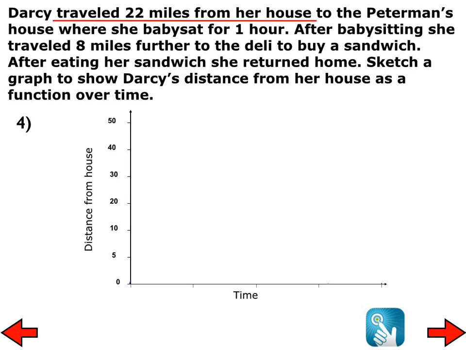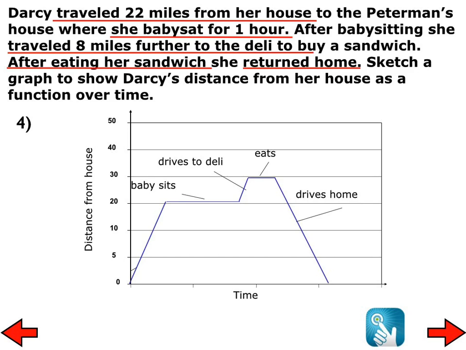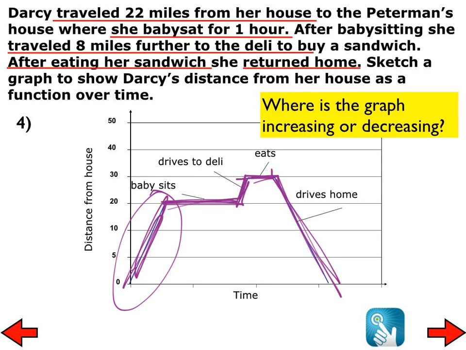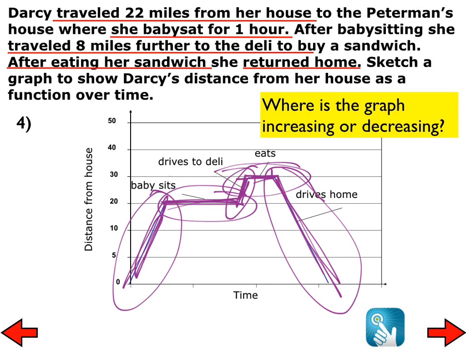Darcy traveled 22 miles from her house. That means the distance from her house to where she's going increases. So it should look like this. The first part, traveling from her house. Then, she babysat for 1 hour, so she's not moving any further away from her house. She drives to the deli. She eats her sandwich. She then drives home, increasing from here to here and there to there, decreasing from there to there. Both of these areas, of course, are constant.